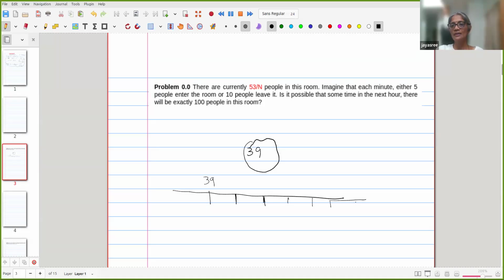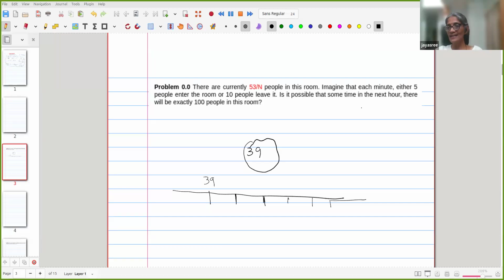Yes, who was that? It's me, Saranya, ma'am. Yes, Saranya, what do you have to say? But in the question, it says that 5 people either enter or 10 people are thrown out, ma'am. Okay, sorry. So either 5 people enter, thank you for that. Either 5 people enter or 10 people are thrown out.